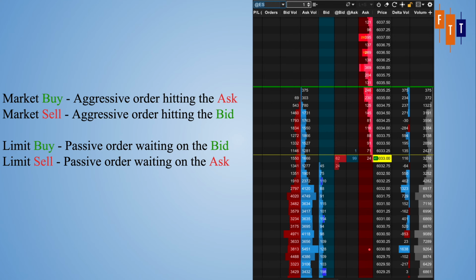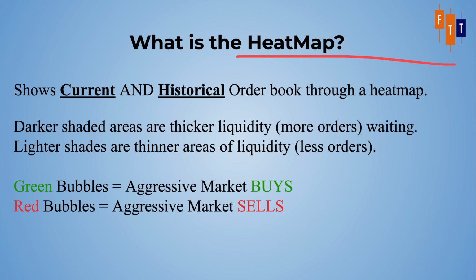So I'm looking for outliers in the data. But the heat map, Bookmap, is going to show us current and historical order book through a heat map. So when we go in here in a second, the darker shaded areas, the lines that you're going to see on Bookmap, those are the thicker liquidity, and it means that there's more orders waiting. It's heavier orders. You can say like the outliers in the data. And then the lighter shades are going to be the thinner areas of liquidity where there's not as many orders.